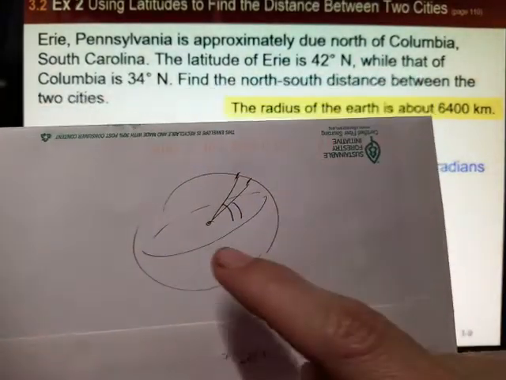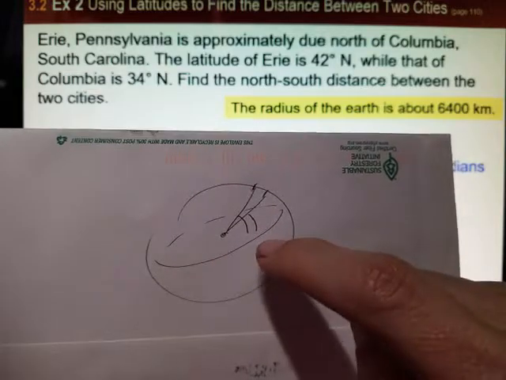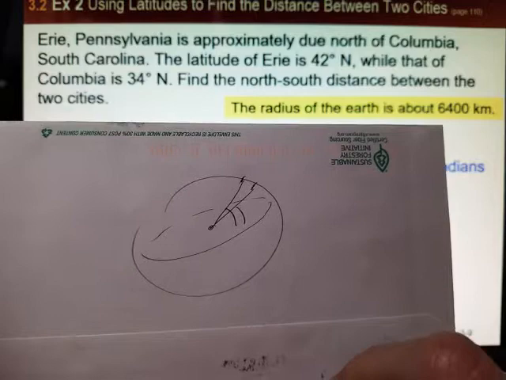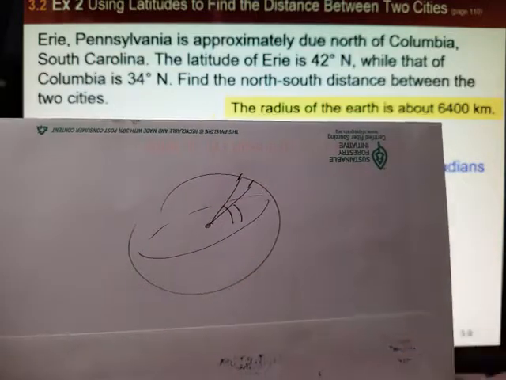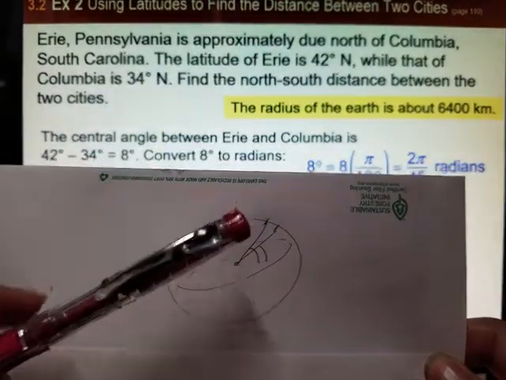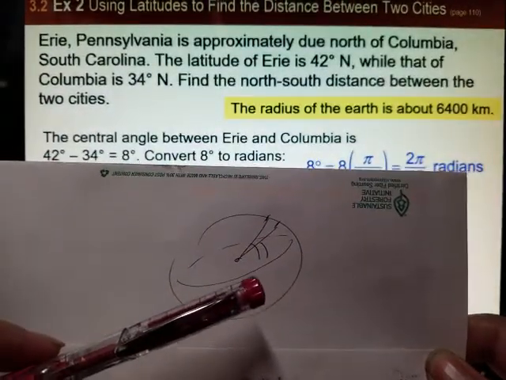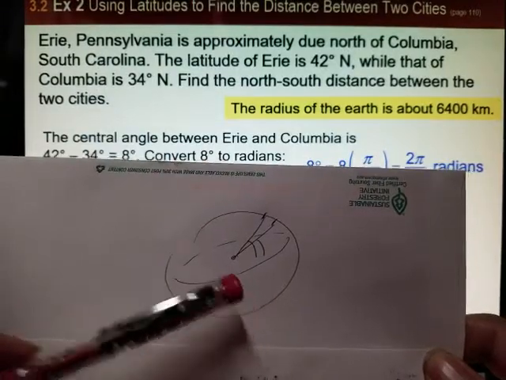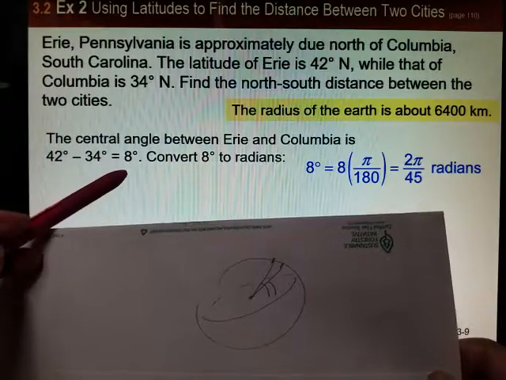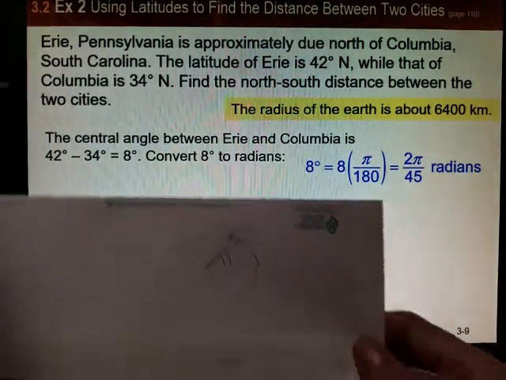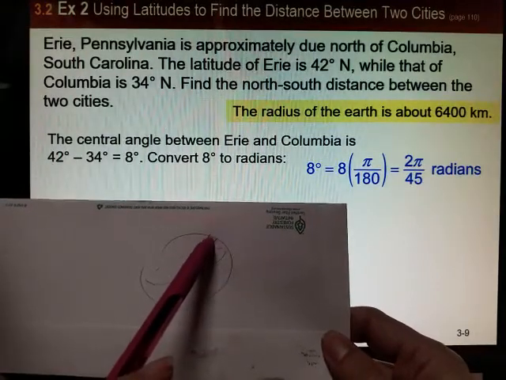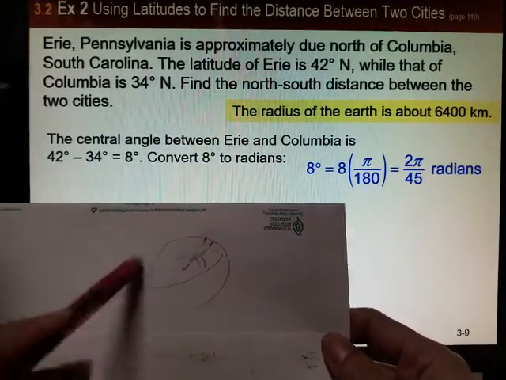What we're trying to show is that this is the equator right here. Going from the equator to the smaller one would be going to Columbia at 34 degrees, and going up to the higher one would be going to, I'm sorry, the higher one was Erie, and the lower one was Columbia. The angle between these two cities is 8 degrees. Now we want the distance between these two cities, this distance right here. That would be an arc length, a fraction of the circumference around the circle.